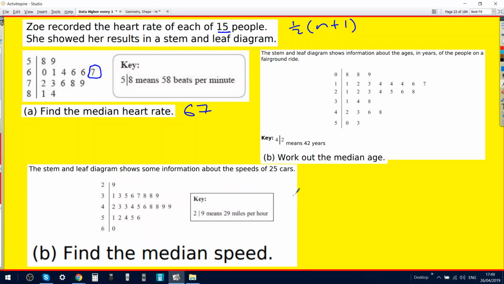How about the bottom one down here? What's a quick way of getting that one? N is 25. Right. Plus 1 is 26. Mm-hmm. Half of that is 13, so it's the 13th number. Yeah. 44. That's it. Yeah. 44 or whatever miles per hour. Okay.